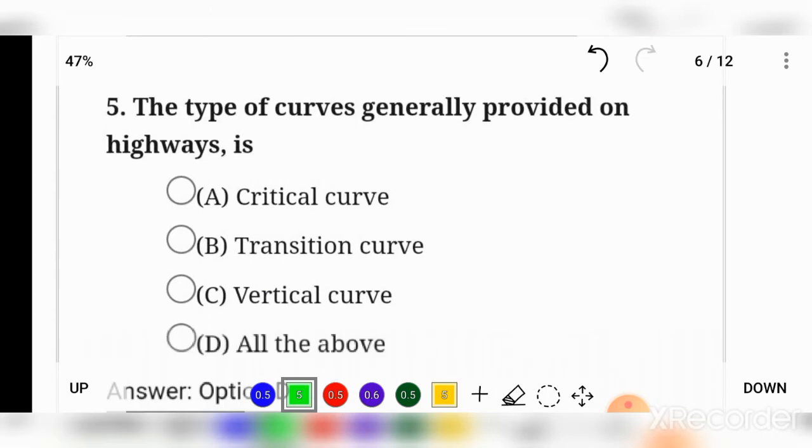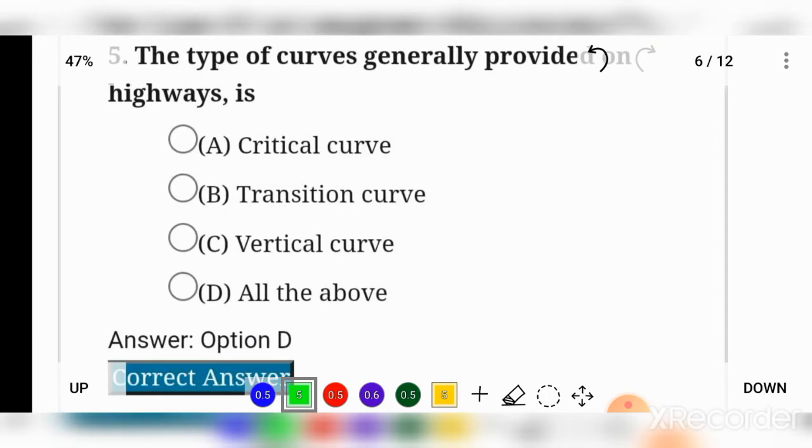Next, the type of curves generally provided on highways is: critical curve, transition curve, vertical curve, all of the above. The answer is all of the above. Har type ke curve ka use hota hai generally highway pe, right?